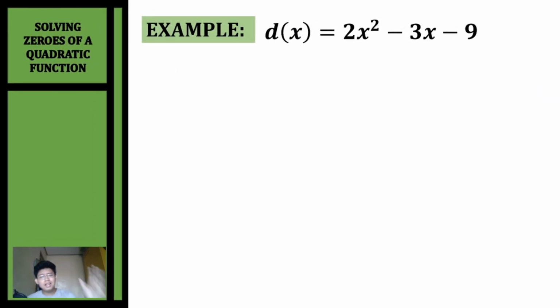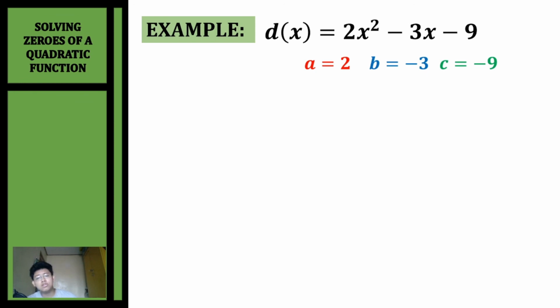Alright, and let's have our last example for today. So for example, we're going to solve for the zeros of a quadratic function. D of x is equal to 2x squared minus 3x minus 9. So first thing that we need to do is for us to identify the values of a, b, and c. So our value of a is 2. Our value of b is negative 3, and our value of c is negative 9.